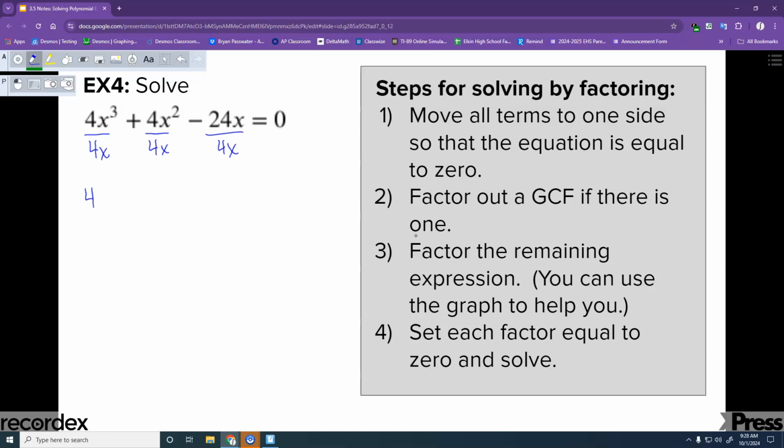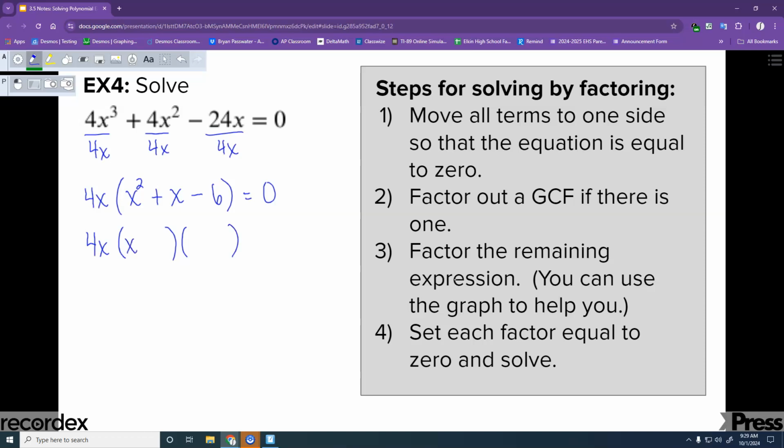And so 4x times x squared plus x minus 6 will equal 0. Okay, once you've done the GCF, step number 3 is to factor the remaining expression. You can use the graph to help you here. So I've got the 4x out here. I am trying to factor this.